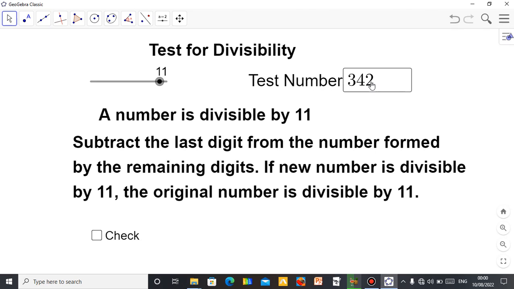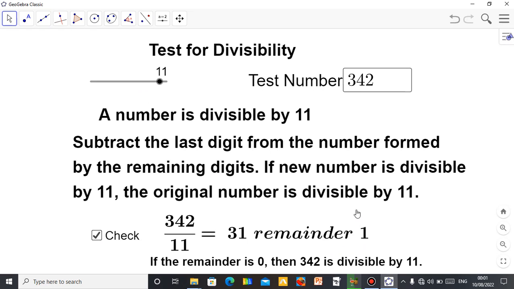What that means is, take 2 out of this 34. That is 34 minus 2. That's what we mean by subtract the last digit from the number formed. So 34 minus 2 will give us 32. Then check if 32 is divisible by 11. 32 is not divisible by 11, so this number is not divisible by 11. If you check, the remainder is 1. So 342 is not divisible by 11.